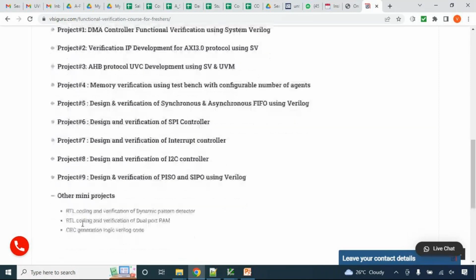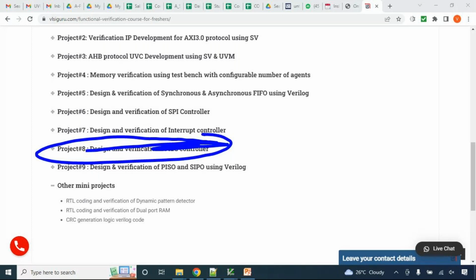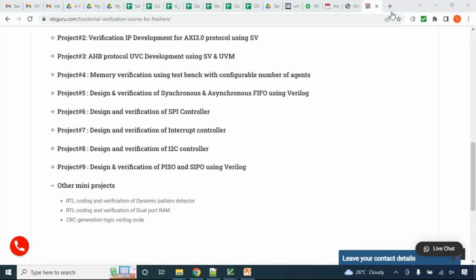Recently, we have started skipping some projects. At least this project we have completely skipped. What is that? I2C controller. Why we did it is because people are not able to cope with too many projects being done. The point is, rather than trying to do everything and not learning anything properly, do fewer things and be perfect with them. But except for this, we have been doing everything else.